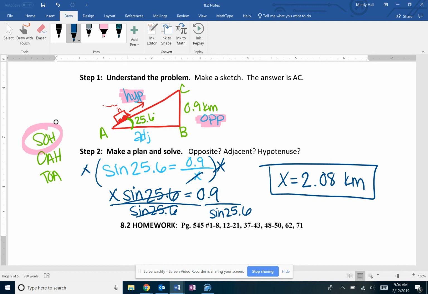So if you have a word problem, just draw yourself a picture and label it. Your homework is on page 545 in the textbook. And just be careful. I believe it's number 71. With number 71, you're going to actually estimate the tangent value to help you solve the equation.